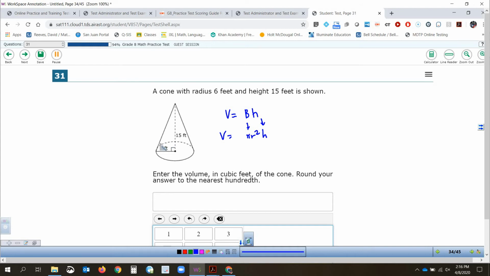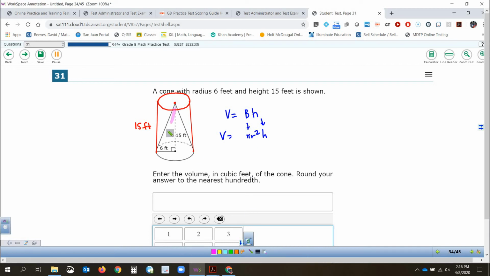But a cone is actually smaller than a cylinder with the same base and the same height. In fact, if I were to go straight up here, again, this is a sketch. Please forgive my sketch. But if I were to go ahead and try to draw a cylinder that had the same base and the same height, right? The height is 15 feet. Hopefully you can see that the cone is smaller than the cylinder.